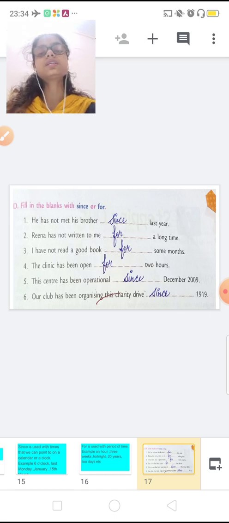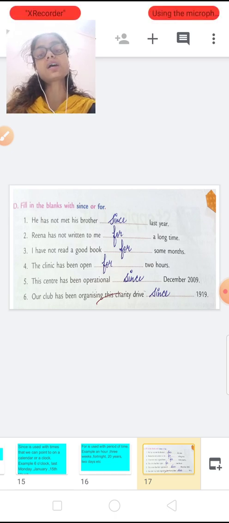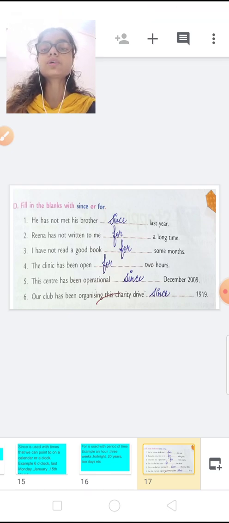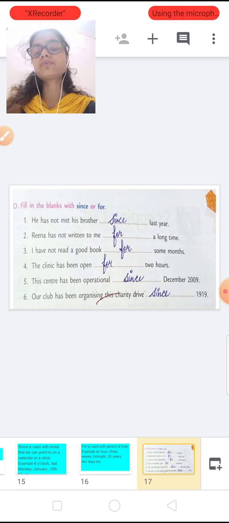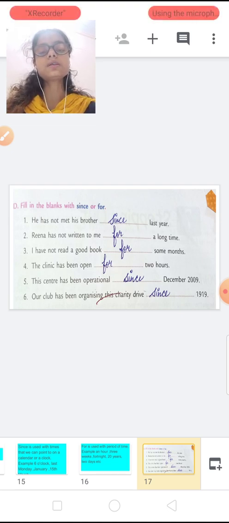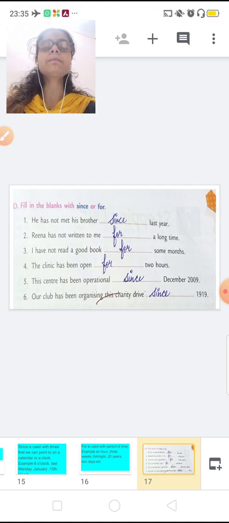Okay students, so these are all your book exercises which I have explained to you. Now what you have to do, you have to do your book exercise, and with the help of this media I hope you can easily do your book exercise, and I'll definitely send you your PDF work very soon.